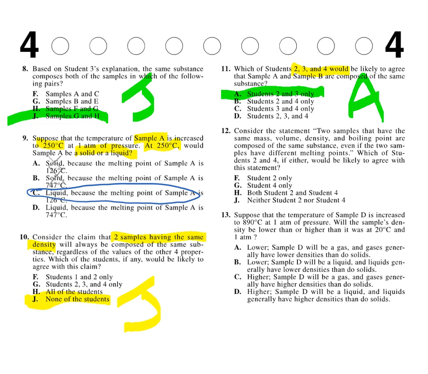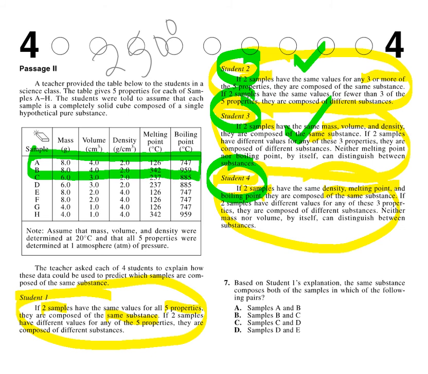All right, last 2. Consider the statement. The 2 samples that have the same mass, volume, density, and boiling point are composed of the same substance, even if the 2 substances have different melting points. Which of the students, 2 or 4, if either, would be likely to agree with this? So we're looking at mass, volume, density, and boiling point. So again, you can go back to the chart. Let's clean this up again.